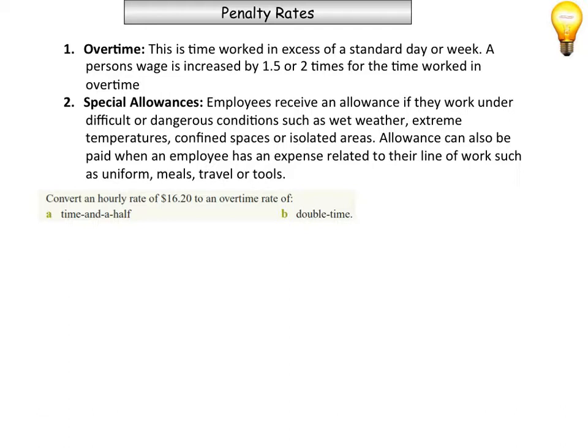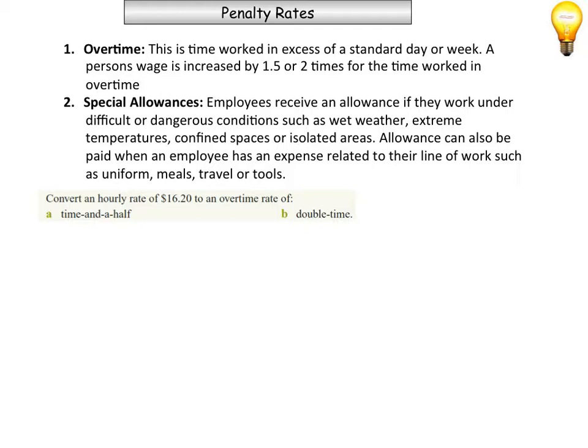So if you worked for 37 hours, but you're supposed to work for 35 hours, well, you'd get paid for 2 hours overtime. You wouldn't get paid for the whole 37 hours. The other thing is you can get your special allowances. So employees can receive an allowance if they work under difficult or dangerous conditions such as wet weather, extreme temperatures, confined spaces or isolated areas.